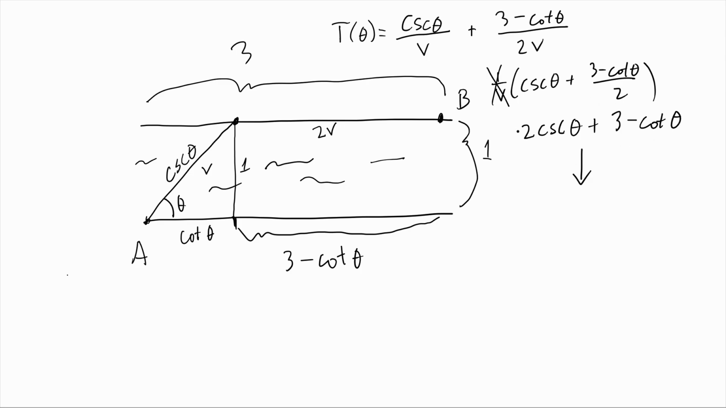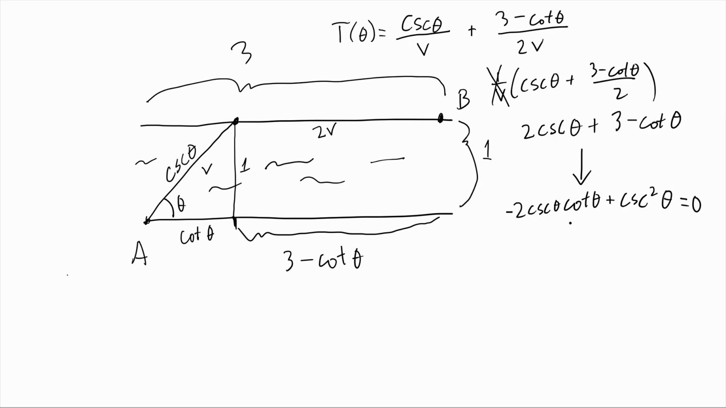Taking a derivative of 2 cosecant theta is negative 2 cosecant theta cotangent theta. Derivative of 3 is gone here. Negative cotangent would be a positive cosecant squared theta. We set this equal to 0.